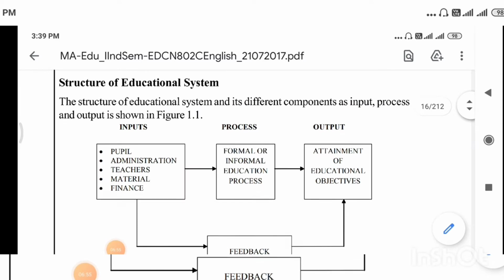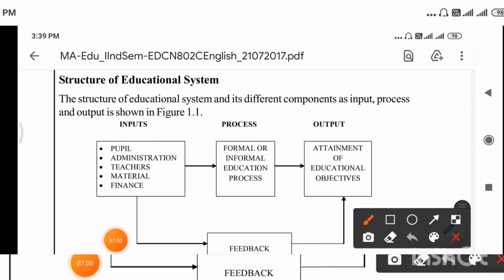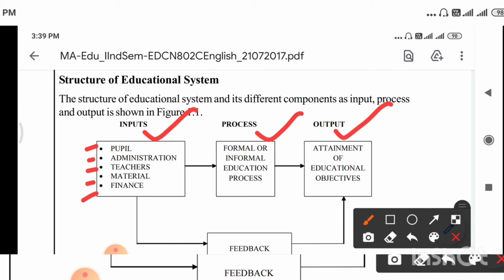Okay, guys, next we have the structure of our educational system. Now what do we have in the structure of our educational system? We have inputs, process, and output. Now what do your inputs include? Your inputs include your pupil. They include your administration, they include teachers, they include your material, they include your finance. These are all things that you need to run an institution.